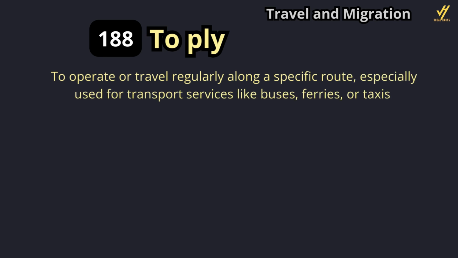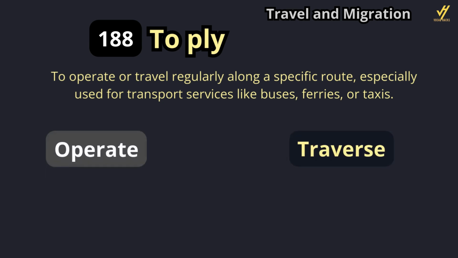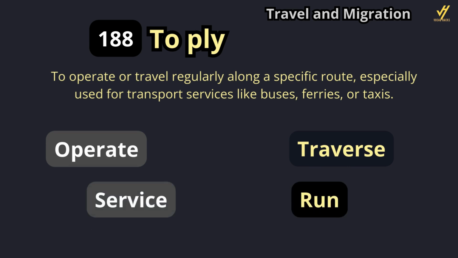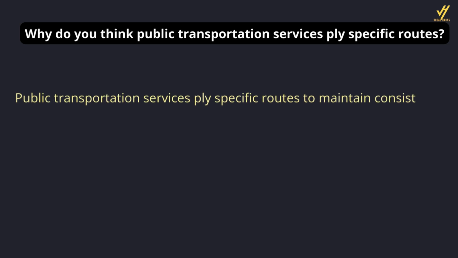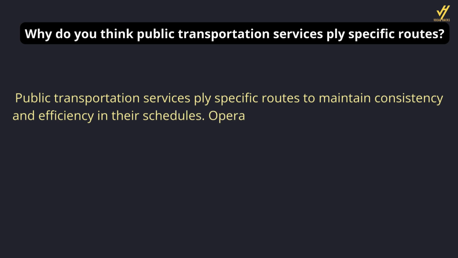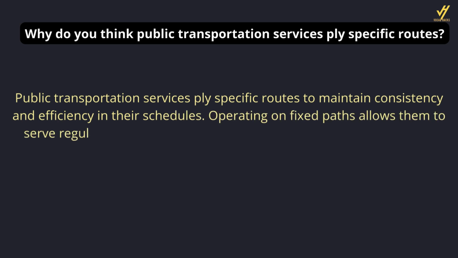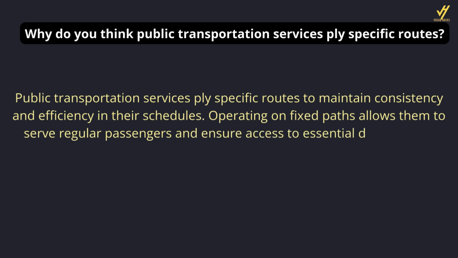To operate or travel regularly along a specific route, especially used for transport services like buses, ferries, or taxis. Operate. Traverse. Service. Run. Why do you think public transportation services ply specific routes? Public transportation services ply specific routes to maintain consistency and efficiency in their schedules.